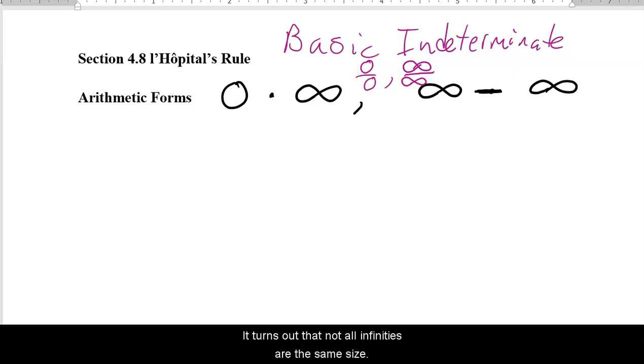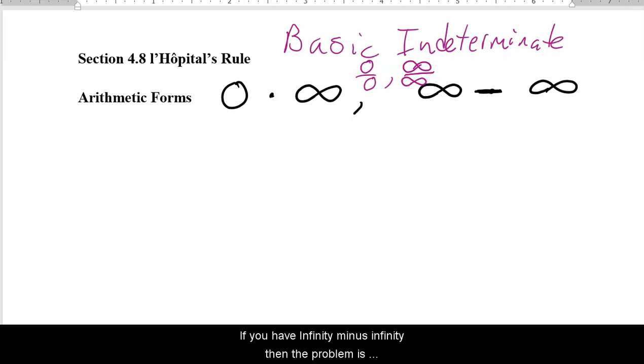It turns out that not all infinities are the same size. Some infinities are larger than others. For example, the number of counting numbers is what we call a countably infinite set. The number of rational numbers is also countable. However, the number of irrational numbers and the number of real numbers are an uncountable set, meaning that they are a size of infinity larger than the counting numbers or the rational numbers.